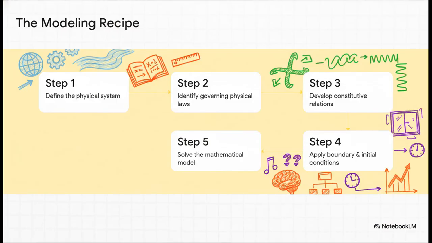And this process makes so much sense. First, you define exactly what it is you're studying. Then, you grab your rule book, the governing laws of physics. Next up, you define your material's personality using those constitutive relations. After that, you set the environment with your boundary and initial conditions. And finally, once all of that is in place, you solve the model.